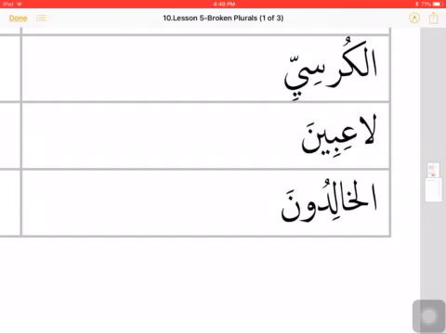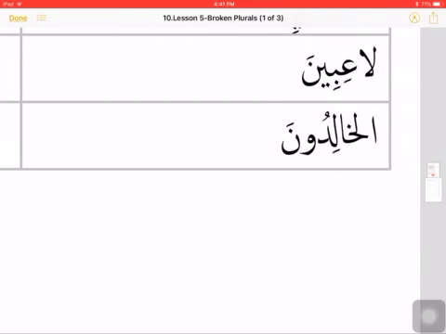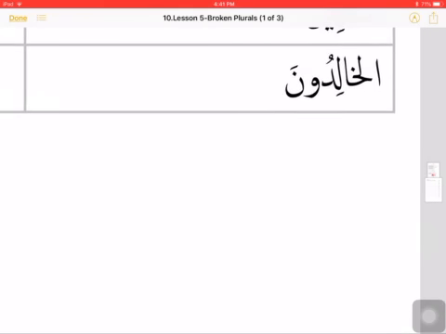I know it means 1 chair. La'ibina, I see the ending ina, so this is a jama mudhakkar salim. I remove ina, I'm left with la'ib. This is a mudhakkar word, means players. Al-khaliduna, una ending, jama mudhakkar salim. Al-khalid, the one who keeps on living. So this is a mudhakkar word and it's a jama mudhakkar salim word.